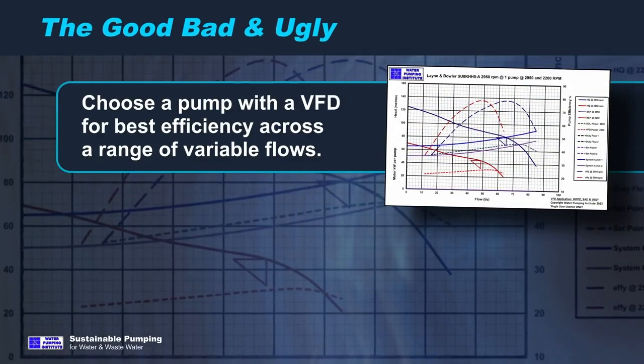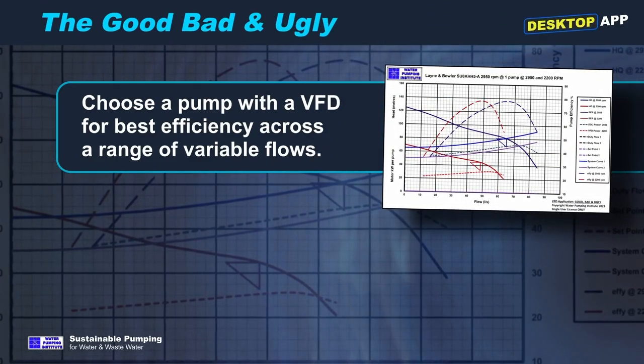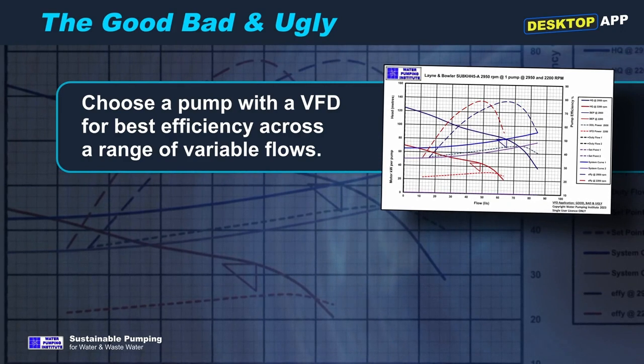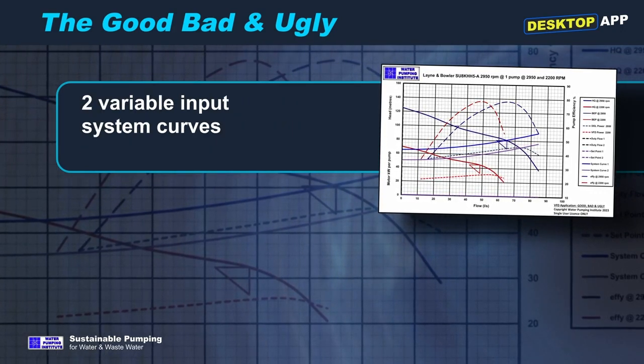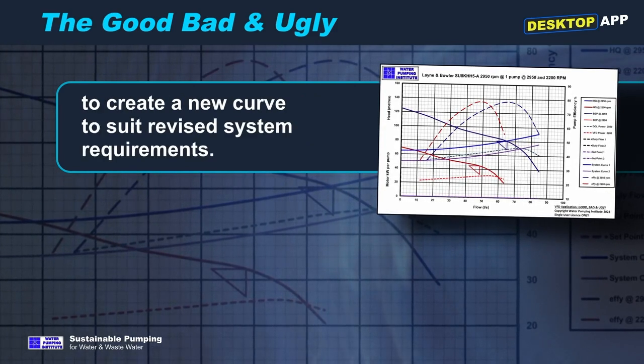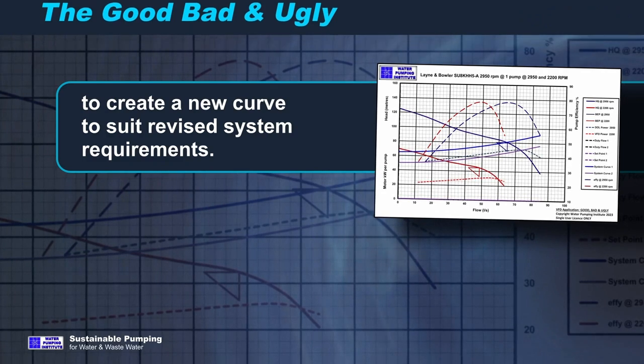Our Good, Bad and Ugly software for VFDs helps choose a pump with a VFD that results in the best efficiency across a range of variable flows. It has 2 variable input system curves and a unique feature which allows the creation of a completely new pump curve to suit revised system requirements.